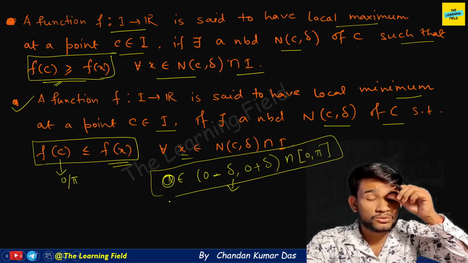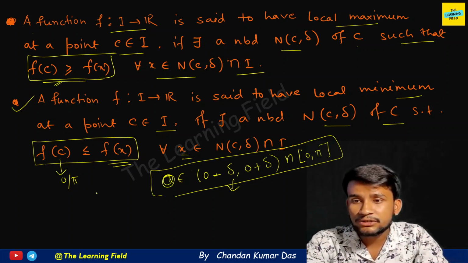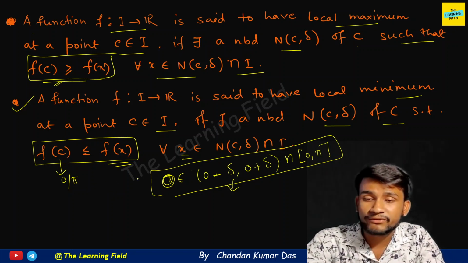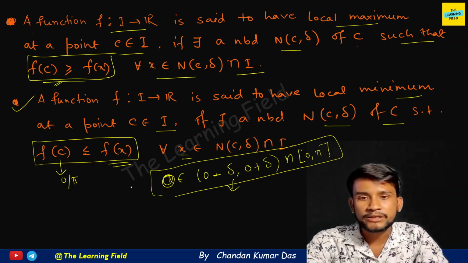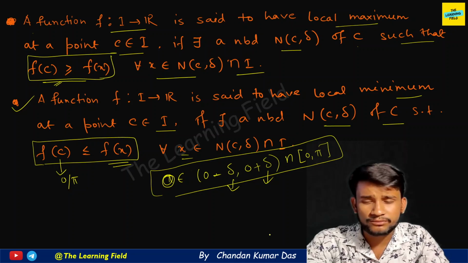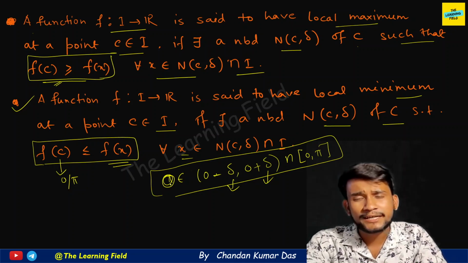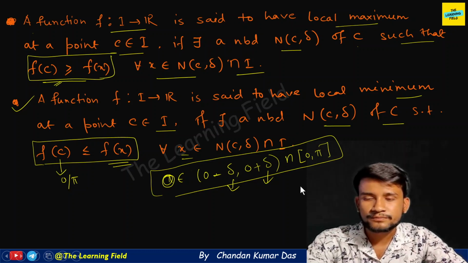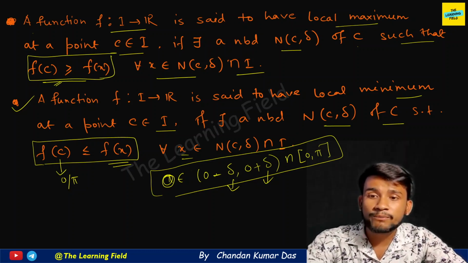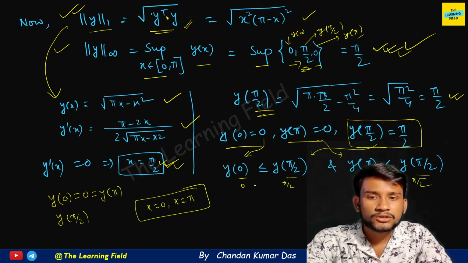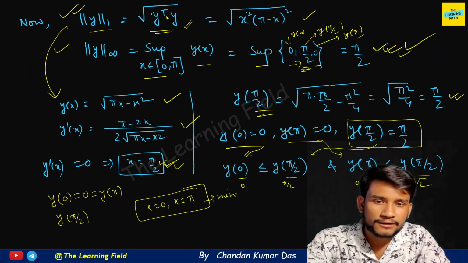Okay, so that means these 2 points 0 and pi are points of minima. We can definitely say this clearly from the definition of the local minimum. You can choose such a delta, and based on this delta you can obviously get 0 and pi in this interval. Okay, therefore 0 and pi are the points of local minima. Similarly, 0 and pi are the local minima.